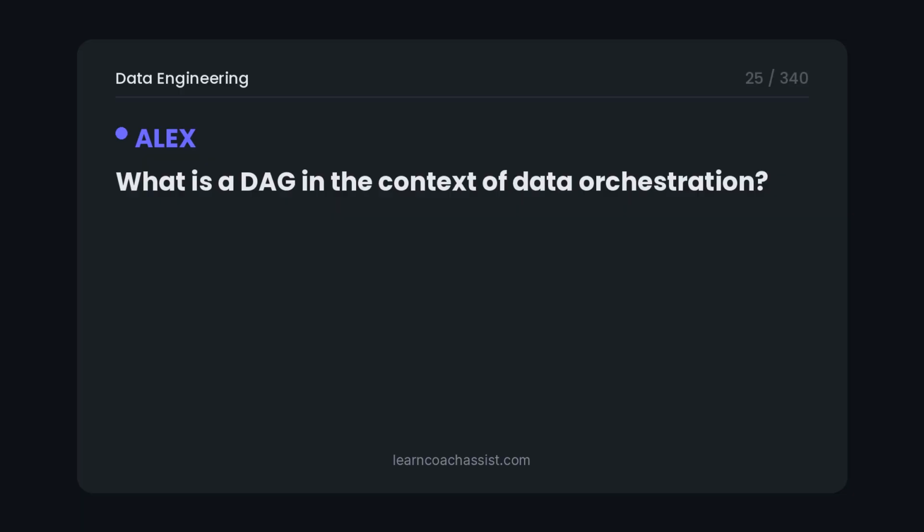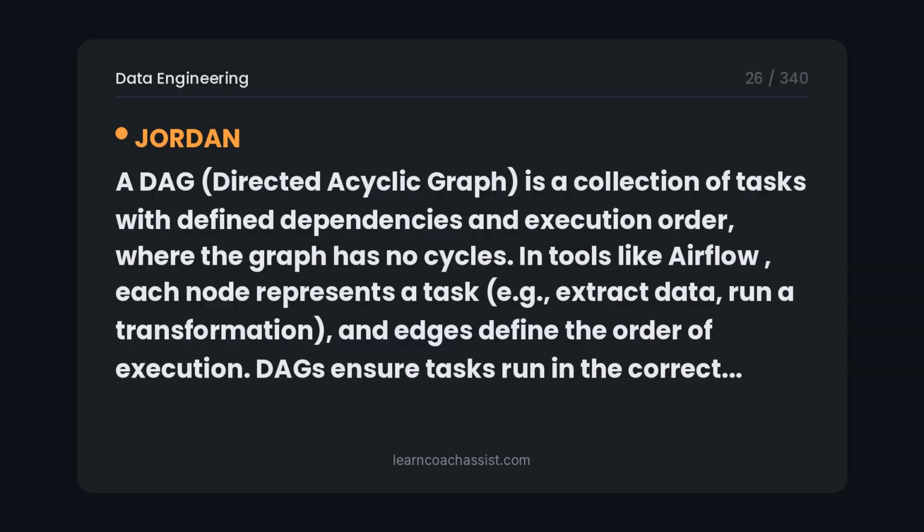What is a DAG in the context of data orchestration? A DAG, directed acyclic graph, is a collection of tasks with defined dependencies and execution order, where the graph has no cycles. In tools like Airflow, each node represents a task, e.g., extract data, run a transformation, and edges define the order of execution. DAGs ensure tasks run in the correct sequence and enable parallel execution of independent tasks.